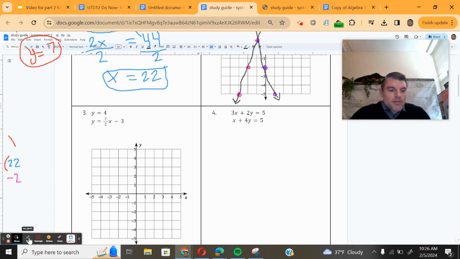For this one, the line crosses at the y-axis 4. And you're going to put a dot on the -3. You're going to go up 7 over 2. 1, 2, 3, 4, 5, 6, 7 over 2. That's where the solution's going to be. So the solution is (2, 4).